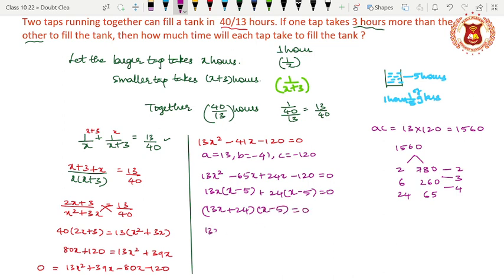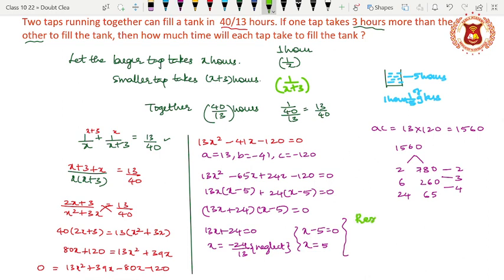Now 13x plus 24 is equal to 0, so x is equal to minus 24 upon 13. We neglect this solution because x is time and can't be negative. And x minus 5 is equal to 0, so x is equal to 5 hours. Therefore x is what here? The larger tap.